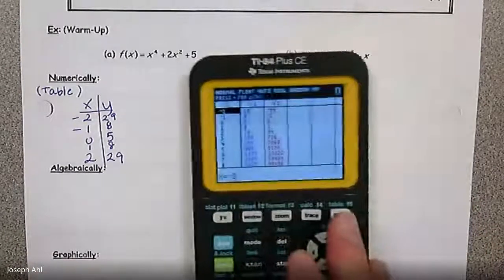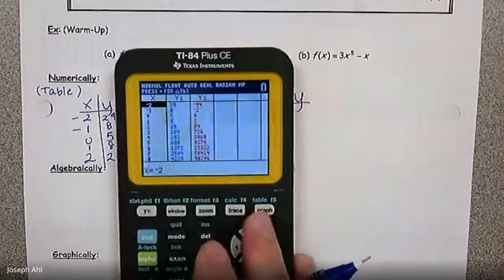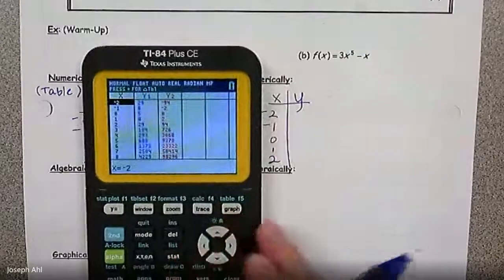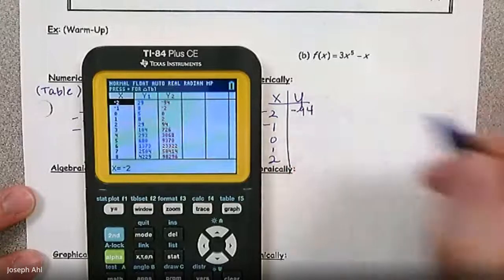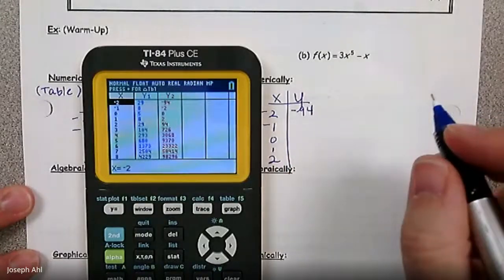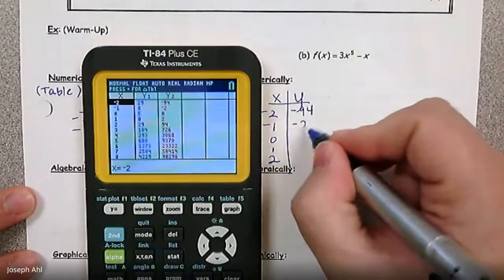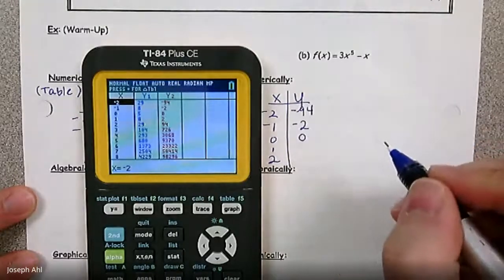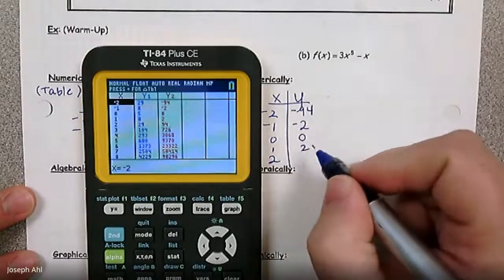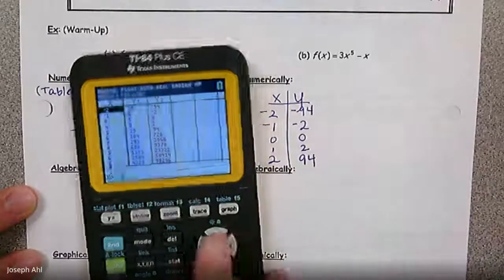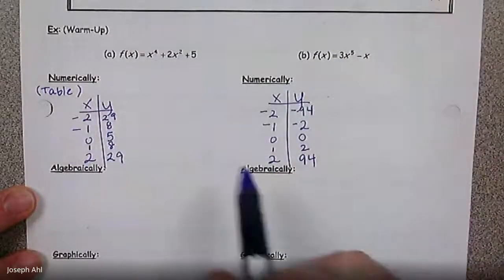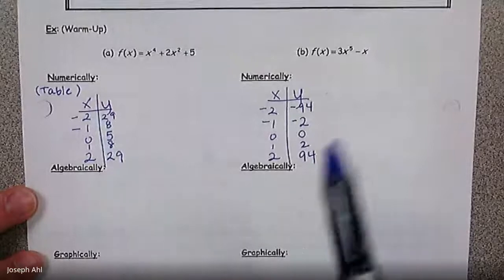If I just take a look at what we have for the right, 3x to the 5th minus x, when x is -2, the y value is -94 up here. And then we get -2, 0, 0, 1, 2, and then this was 294. All right, so can we make any conclusions based on these tables?